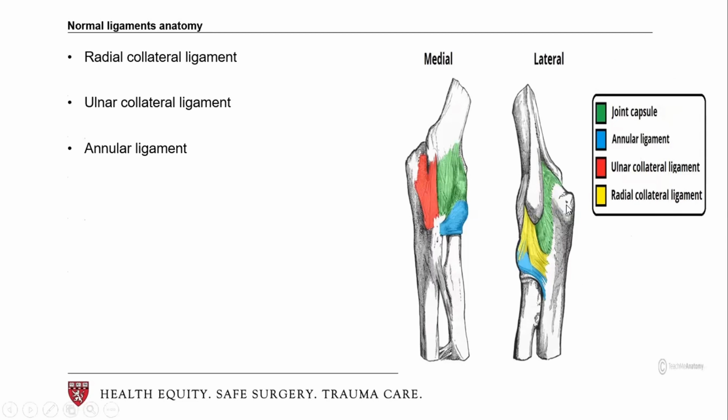As you can see on this image, the green is the joint capsule, the blue is the annular ligament, the red is on the medial side, which is the medial collateral ligament, and the yellow is the radial collateral ligament.